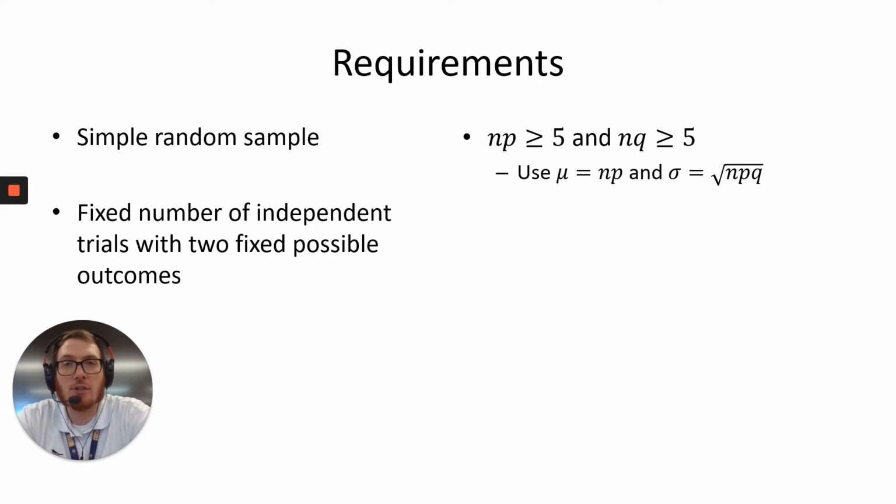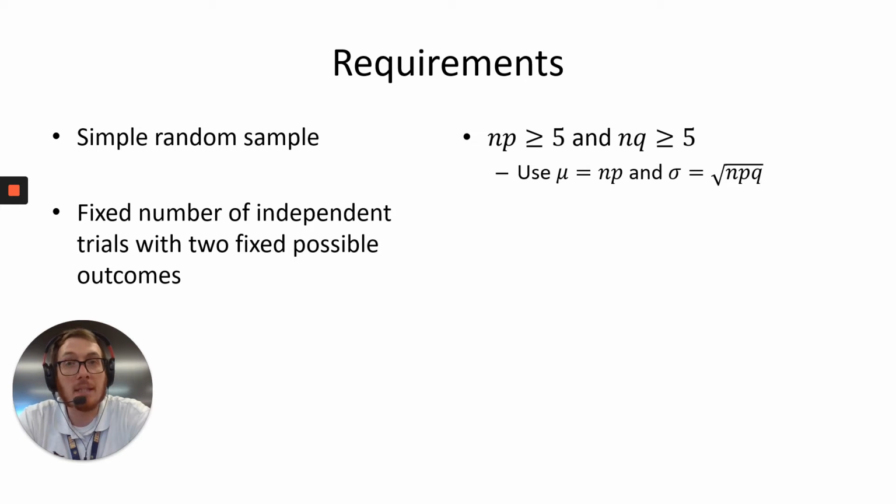The requirements are similar to what you've seen before. There has to be a simple random sample, there has to be a fixed number of trials, and basically it has to be a binomial case, which means there's only success and failure as you move forward. One other thing to check to make sure that it works is that n times p has to be greater than or equal to 5, and n times q has to be greater than or equal to 5.